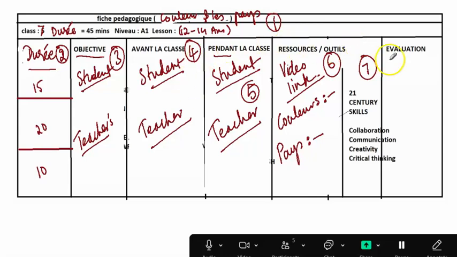Then 8, you have to talk about evaluation. How are you giving them marks? If at all you want to tell them, okay, fine, this is how I'll give you marks. It is a collaborative effort. Two people have to talk to each other.